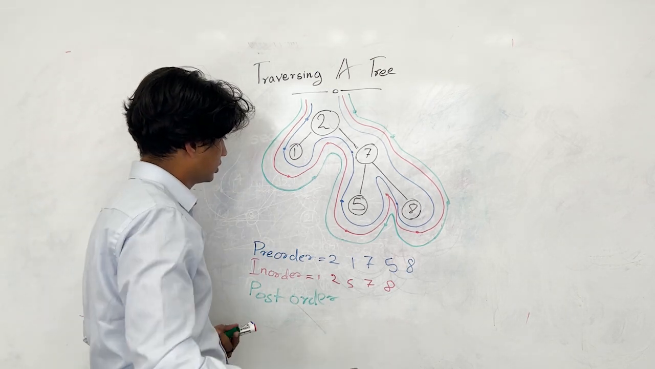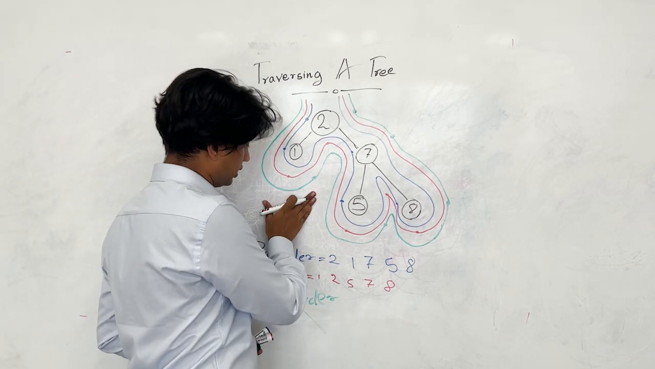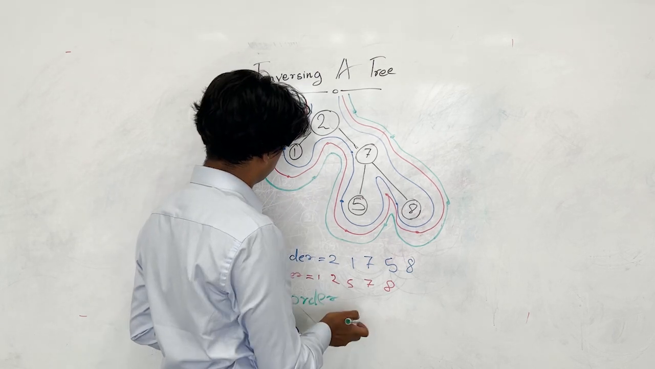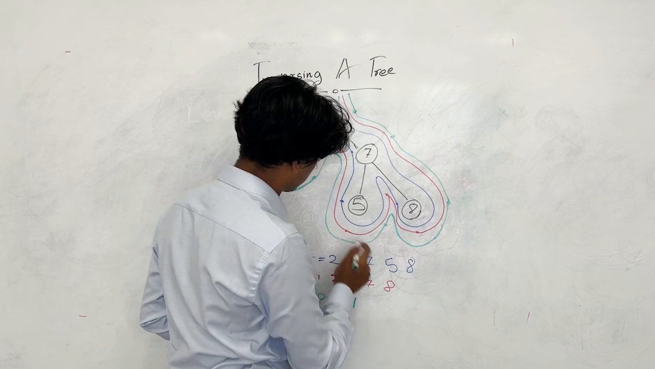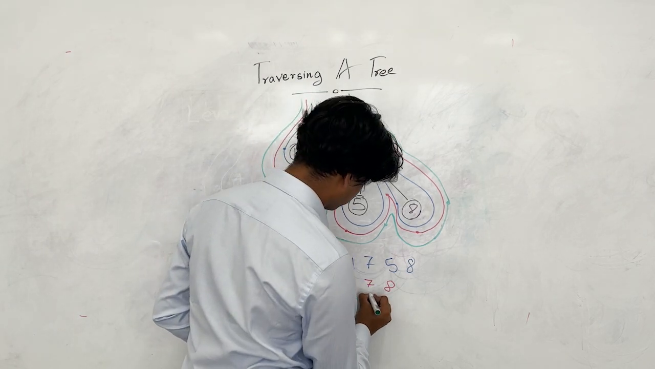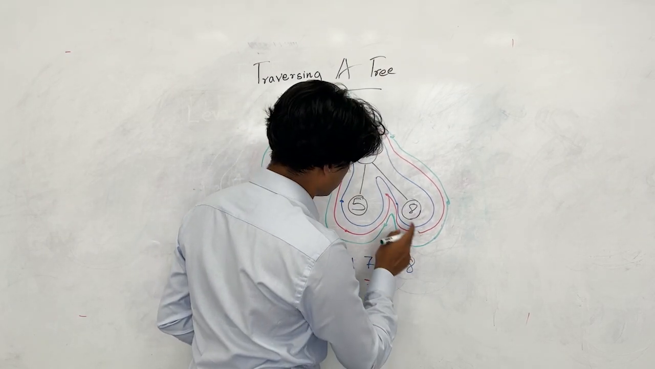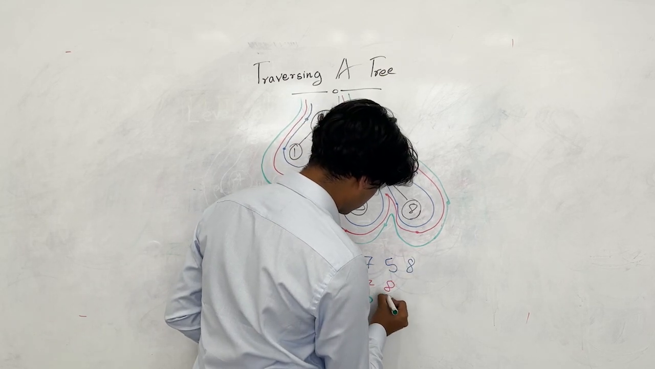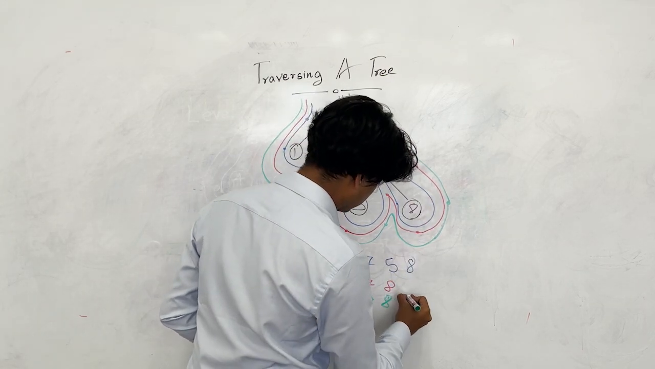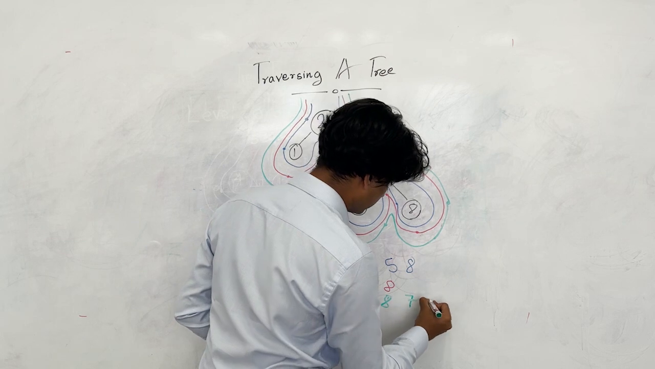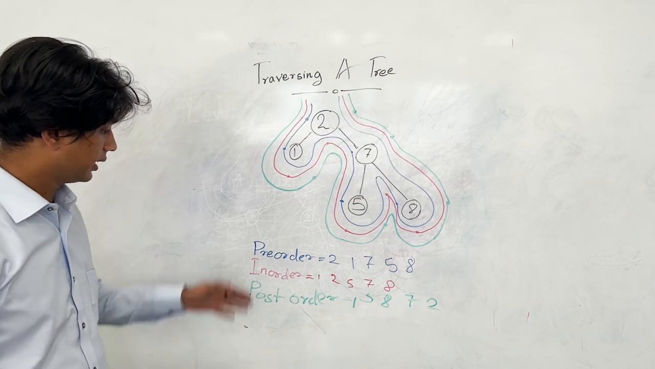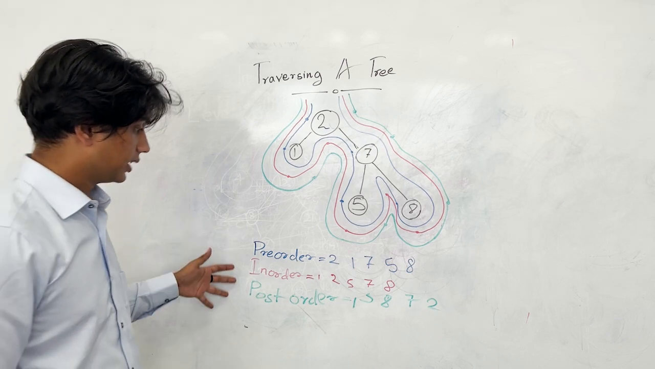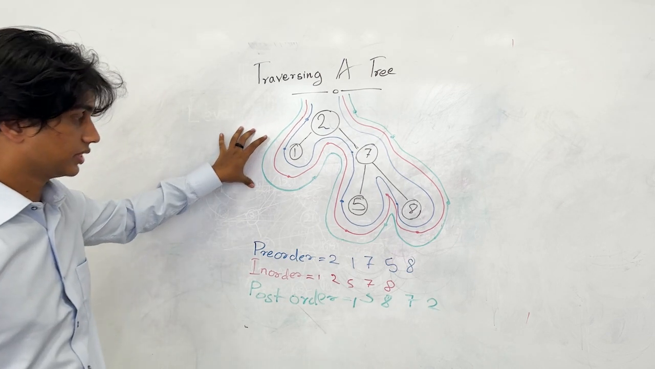So the nodes for this post-order method would be number 1, number 5, number 8, number 7, and finally number 2. Those are the main 3 methods of traversing a tree.